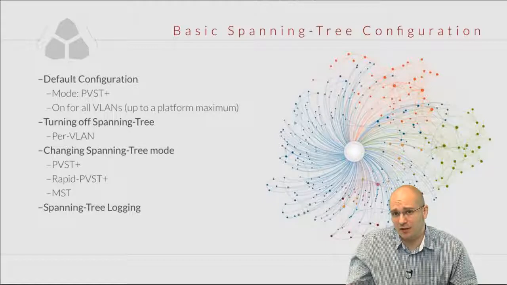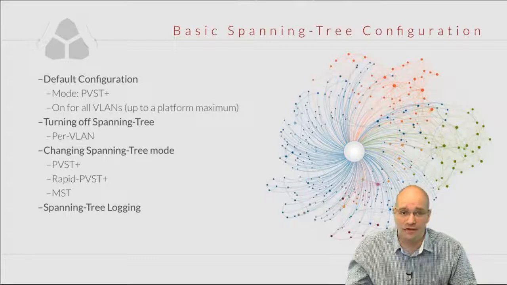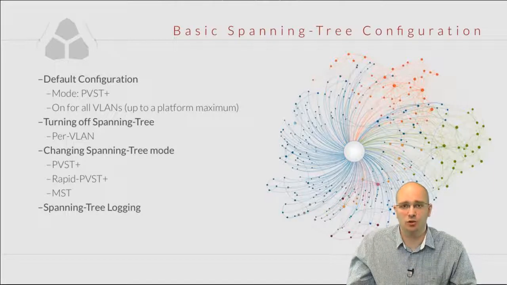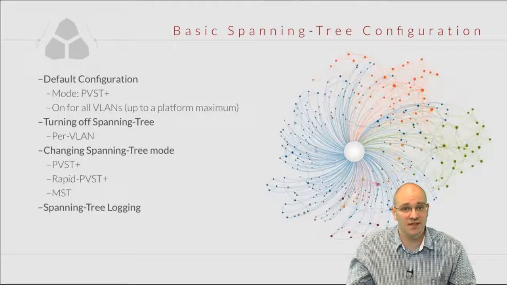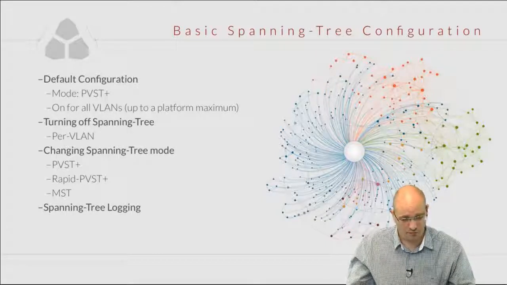By default, spanning tree is turned on for all the VLANs, but you can turn it off. The command to do that is no spanning-tree vlan and then the VLAN ID on which you want to turn off the spanning tree. We can also decide which mode of spanning tree we wish to run. Is it going to be PVST, the default one, or rapid PVST, or MST? And lastly, globally, we can configure logging of some important spanning tree events. Let me show you a couple of these things.